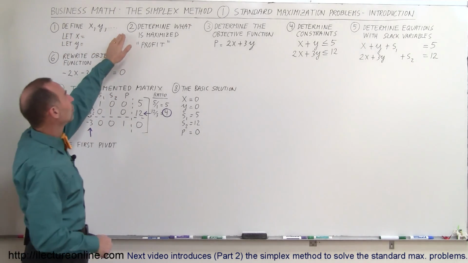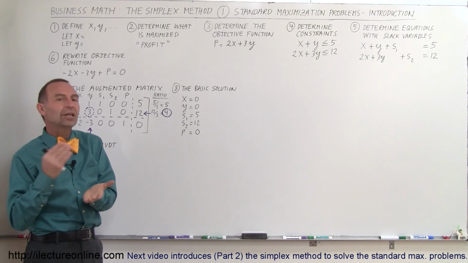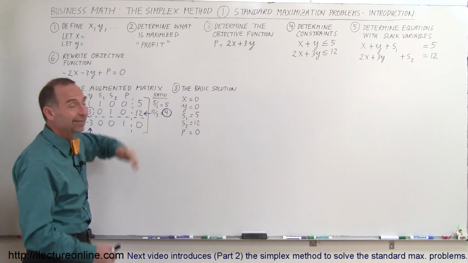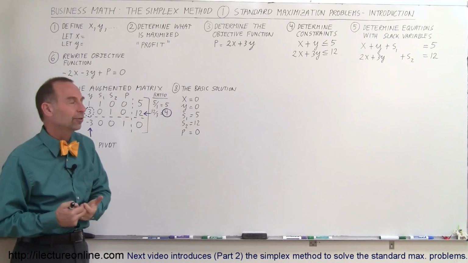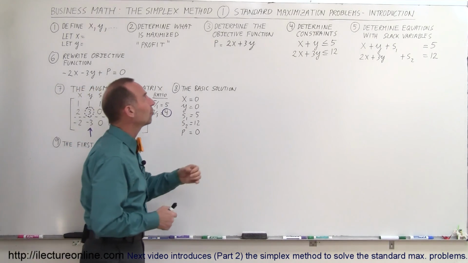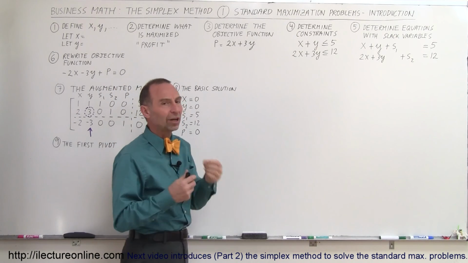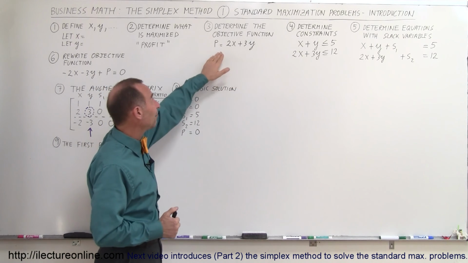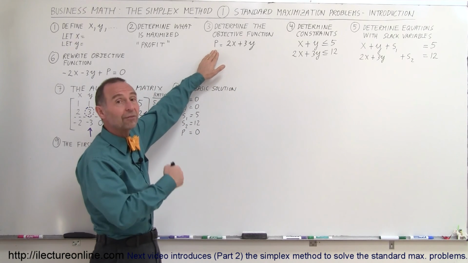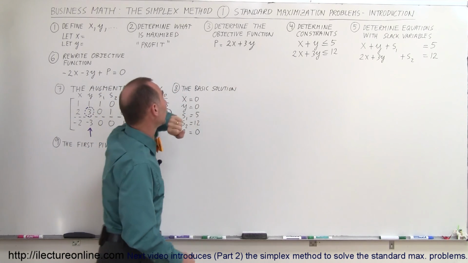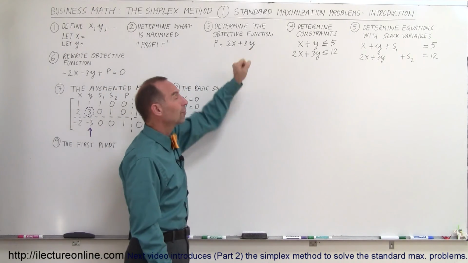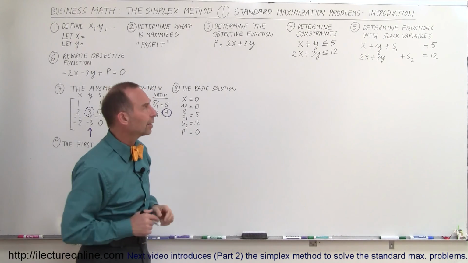The next thing you want to do is determine what's being maximized. Here we know we're dealing with a maximization problem, and let's say that we're trying to maximize the profit. So the next step is to determine what we call the objective function. The objective is to maximize the profit, so we need an equation that details what the profit is equal to in terms of your variables. In this case, the profit is 2 times the quantity x plus 3 times the quantity y. So you want to define that up front.